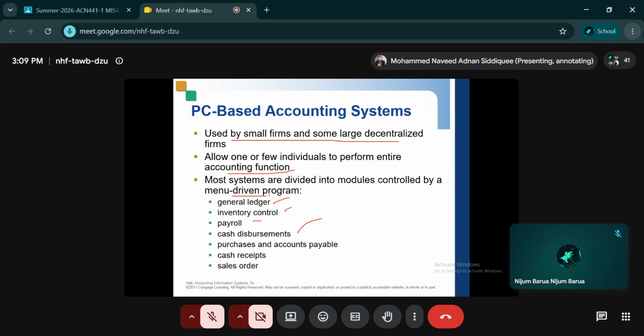তার মানে বেশিরভাগ আপনার যে কাজগুলো আছে, এই জিনিসগুলো আপনার menu-driven program দিয়ে control করা হচ্ছে. So as you can see, these are all the modules of the software. One or a few individuals perform all the accounting functions, right? So একজন বা কিছু সংখ্যক মানুষ মিলে সব accounting কাজগুলো করে. Now my question is, can anyone identify the risks? কি হইতে পারে যদি একজন বা কয়েকজন মিলে সব কাজ করে? What type of internal control risk is there?